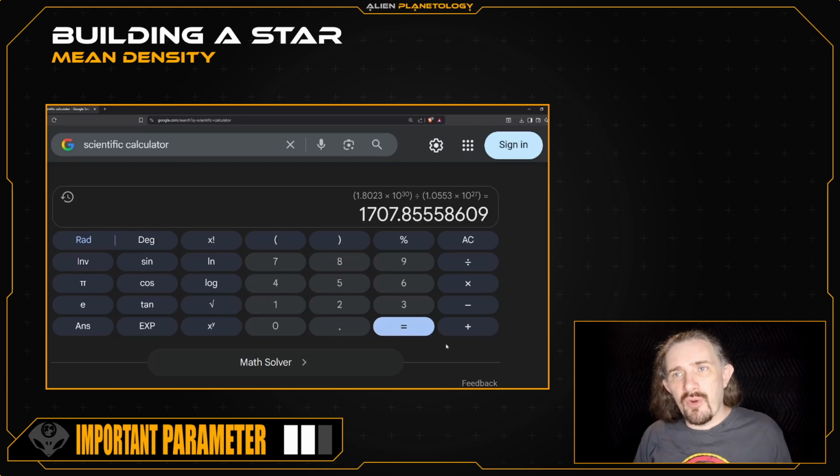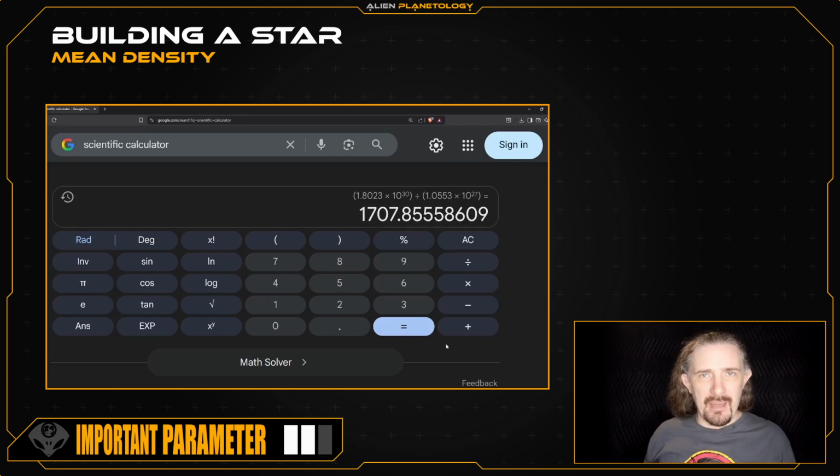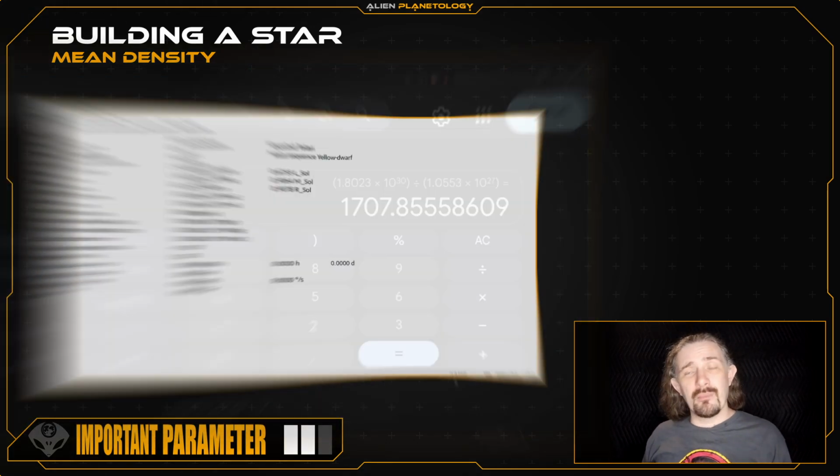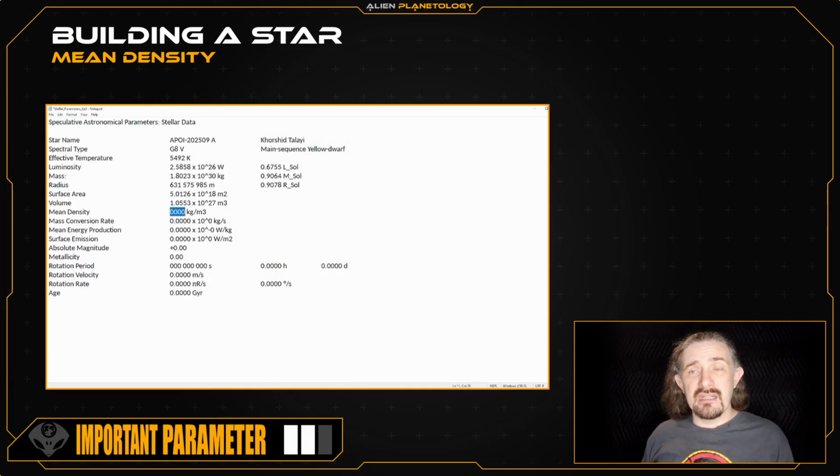Now, with this parameter, it's not necessary to get anything past the decimal point, but I'm going to round the last digit up and record it to my SAP sheet as 1,708 kilograms per cubic meter.